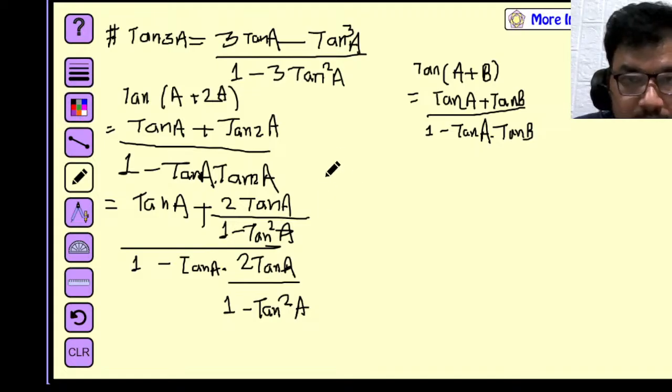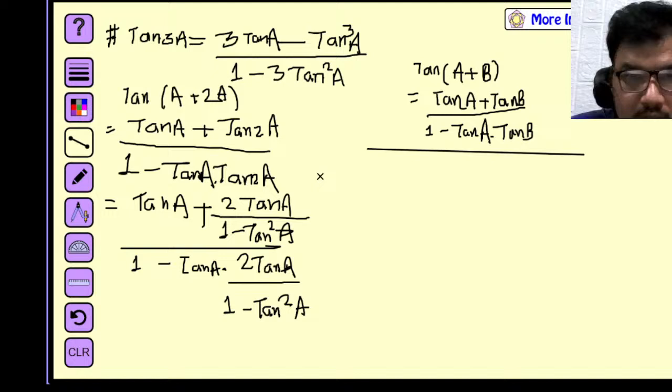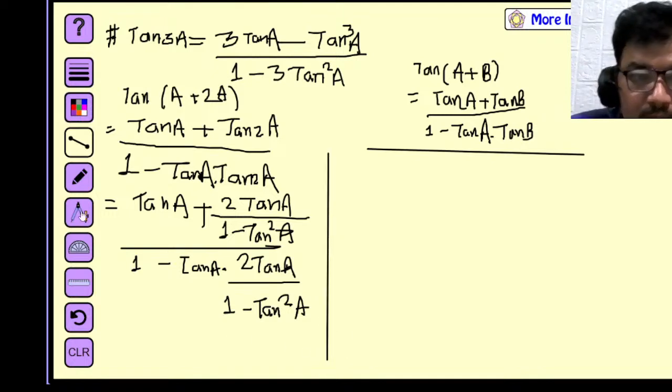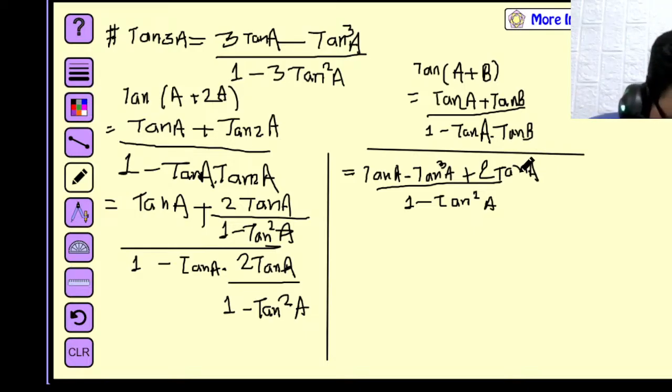What happens here, students? If you take the LCM, it will be 1 minus tan squared A. Then multiply: tan A multiplied with 1 is tan A, and minus tan A into tan square is tan cube A, and plus 2 tan A.